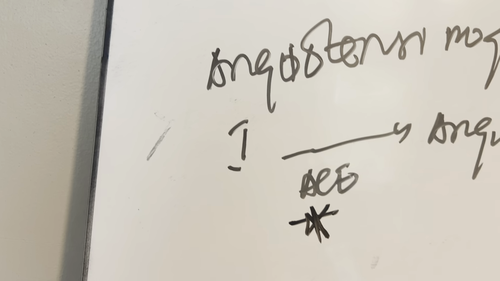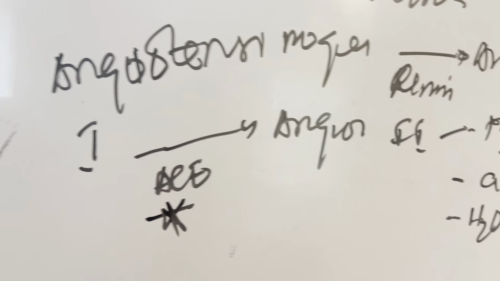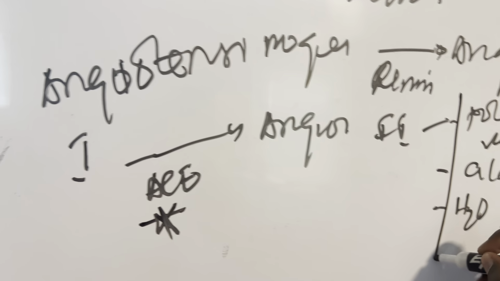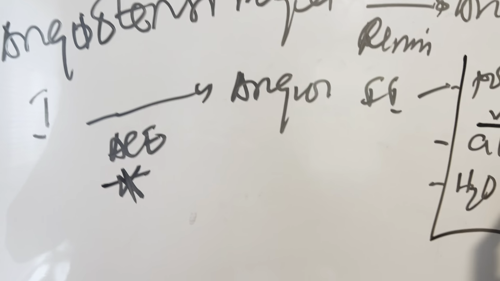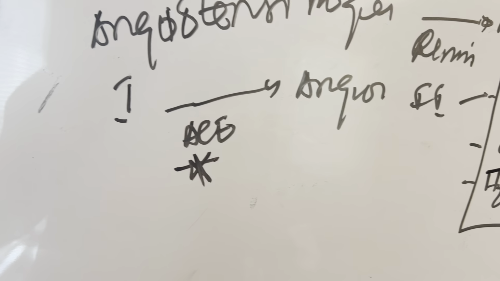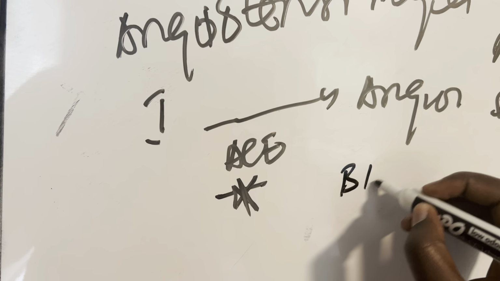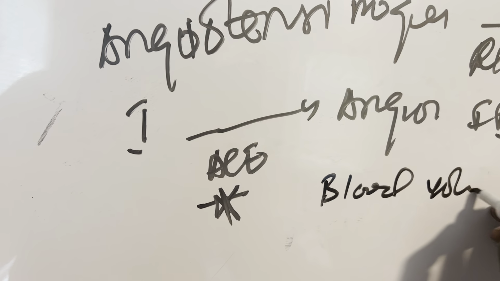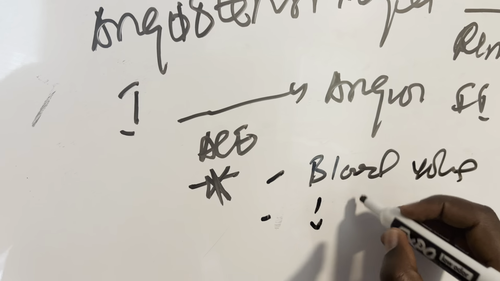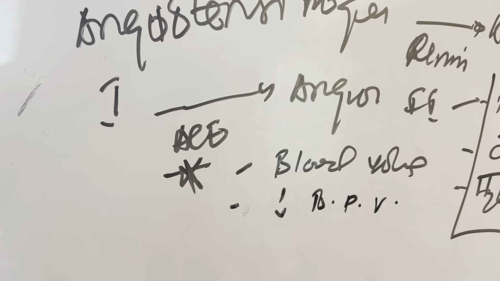So ACE inhibitors block the activity of this enzyme, preventing the conversion of angiotensin 1 to angiotensin 2. So inhibiting this event, there's no vasoconstriction, no aldosterone release, reducing water and sodium retention, and this will cause a reduction of blood volume, and also a reduction in total peripheral vascular resistance. Yes.